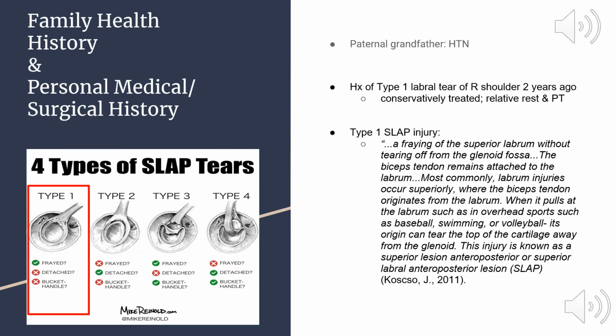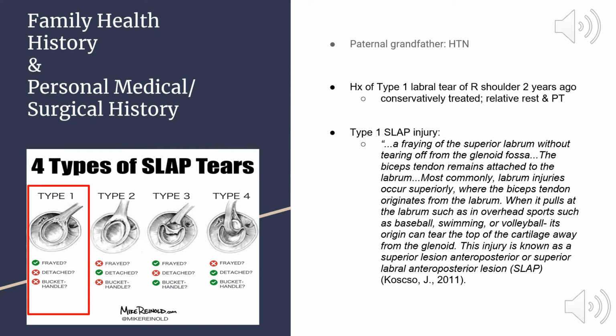Family health history, personal medical, and surgical history. So in terms of family history, we just have a paternal grandfather with some hypertension, so not much there other than that. If we look at his personal health history, we have a history of a minor labral tear of his right shoulder, specifically a type 1 tear, 2 years ago, and that was conservatively treated with relative rest and physical therapy. So if we look at the 4 types of SLAP tears, over on the left, highlighted there, we have the type 1 injury.